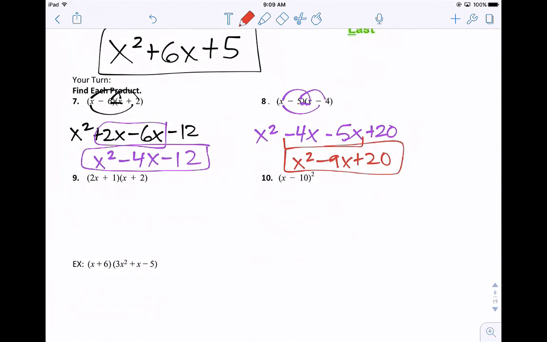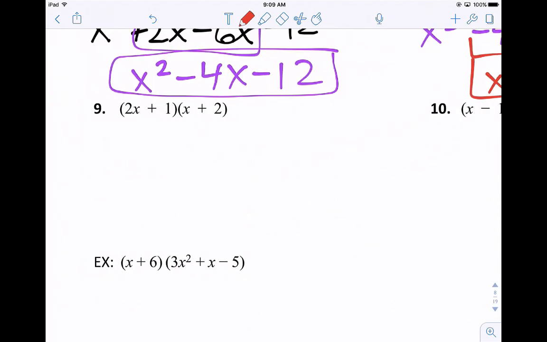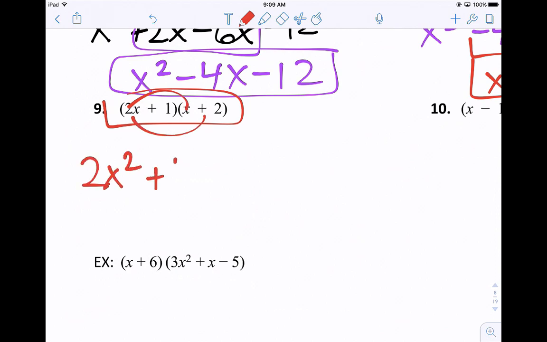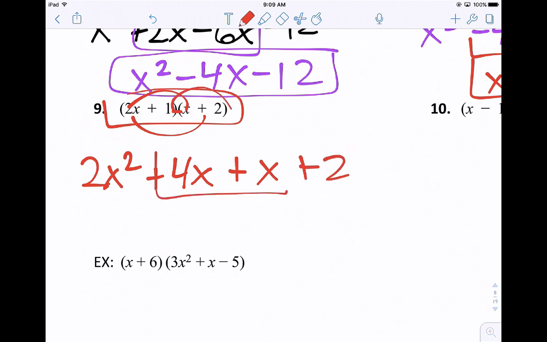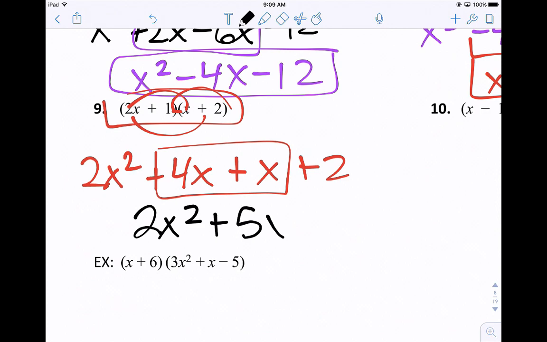Just put a box around it. Again, let's do it a few more times. So this one right here is first. We get 2x squared. Outer, 4x, inner, last. Combine like terms here, so we'll get 2x squared plus 5x plus 2.